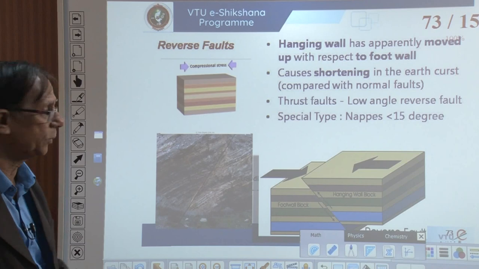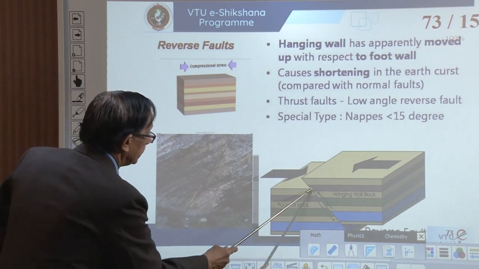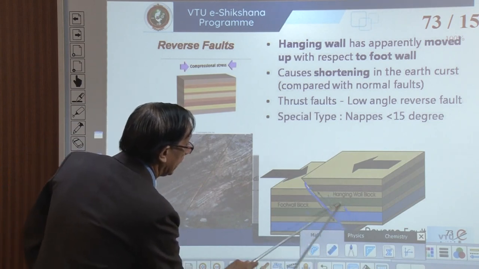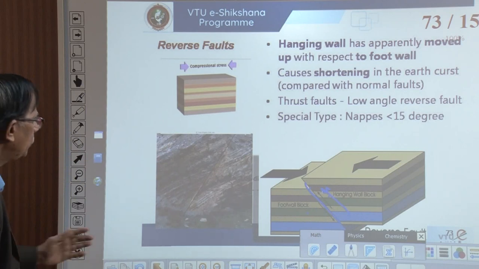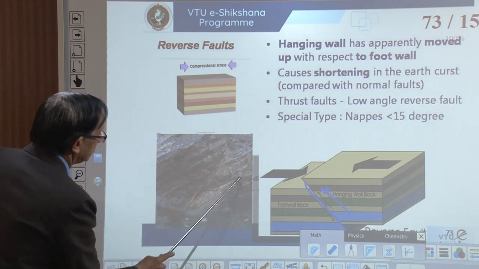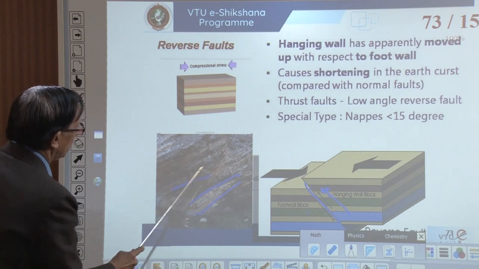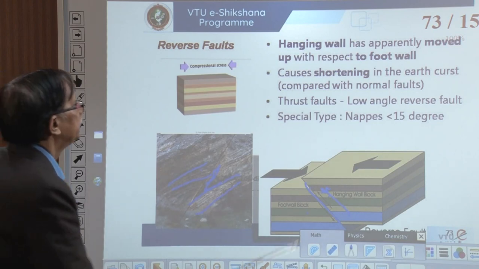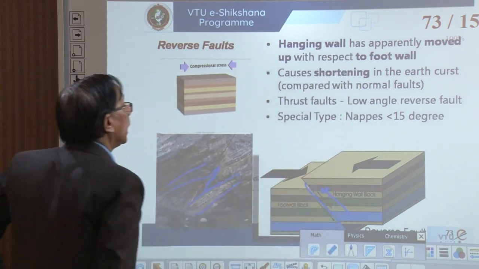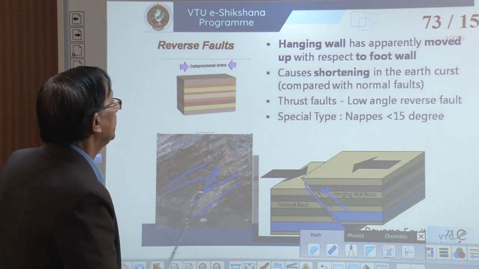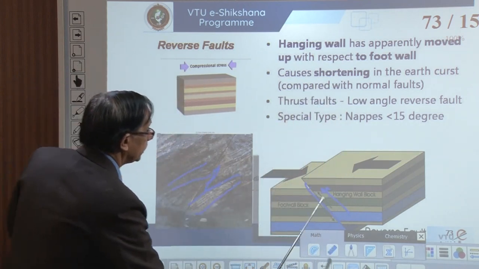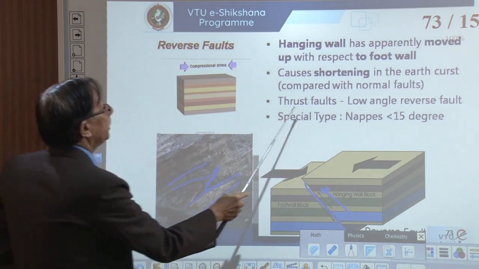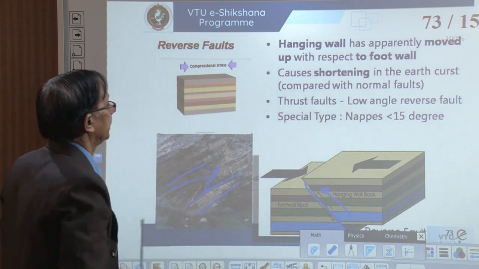We have a reverse fault. What is that reverse fault? If this is the fault plane, this is the foot wall, this is the hanging wall, which has moved up, unusual. See, along the crack, this was like this and this has moved up, this has moved down. So the hanging wall has apparently moved up with respect to the foot wall. This will cause shortening. Originally wide, now they have moved, and there is a shortening of the crust or area.